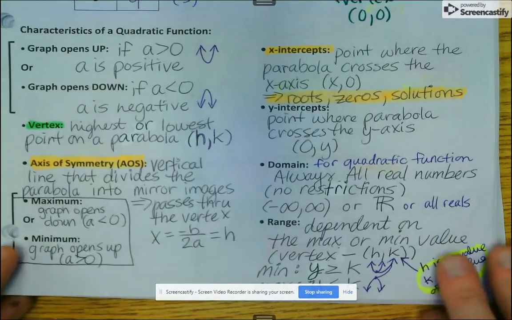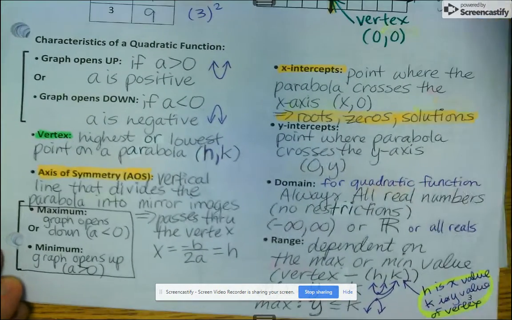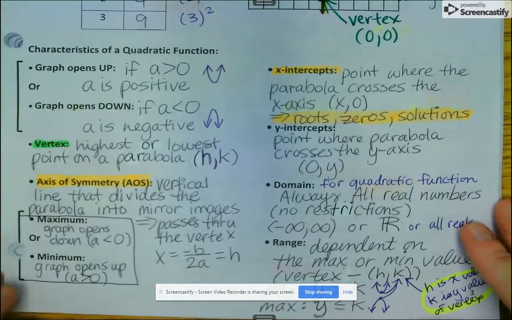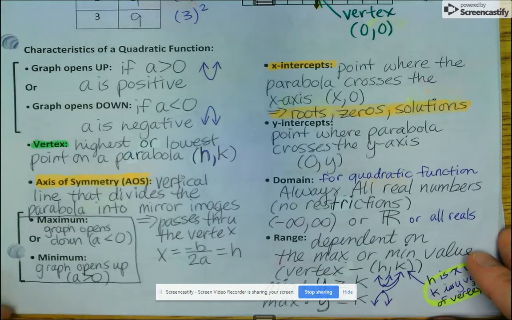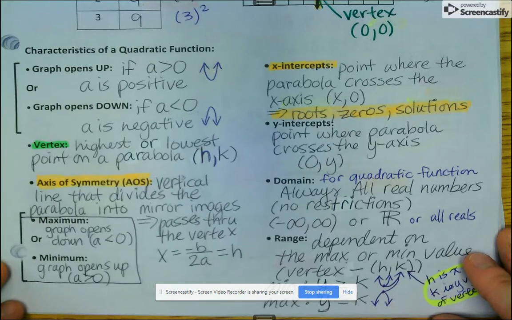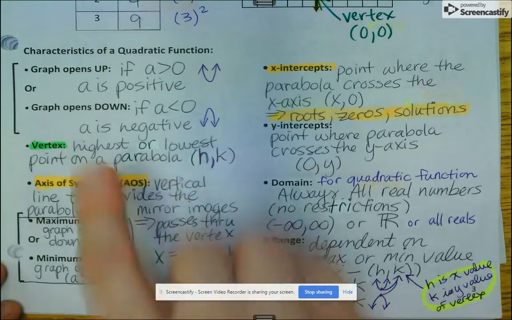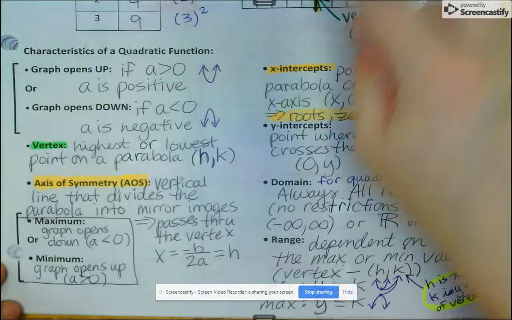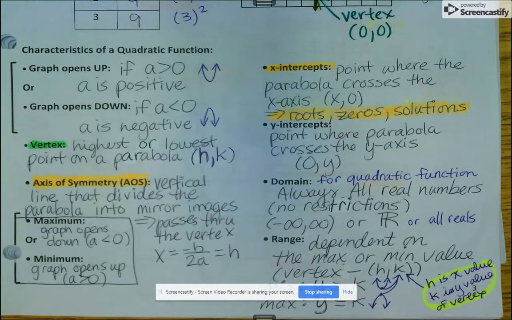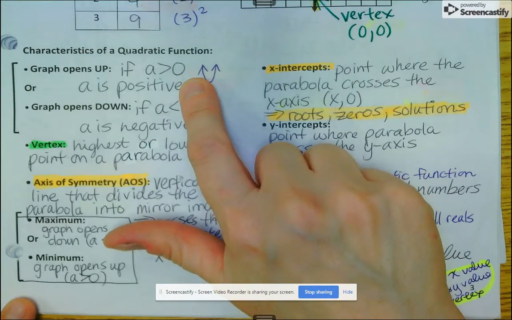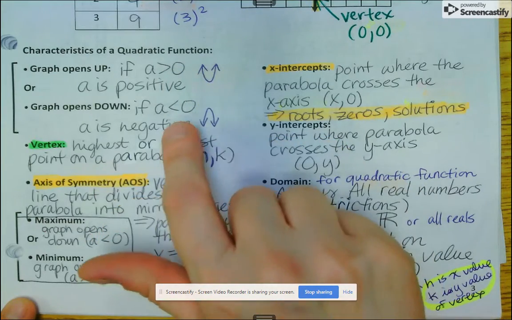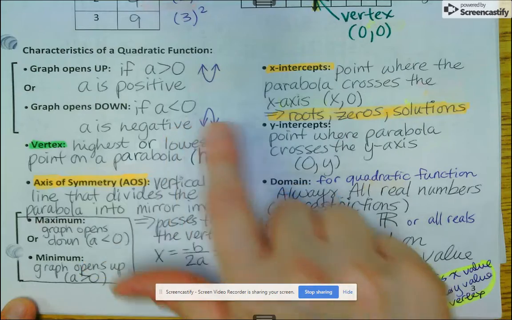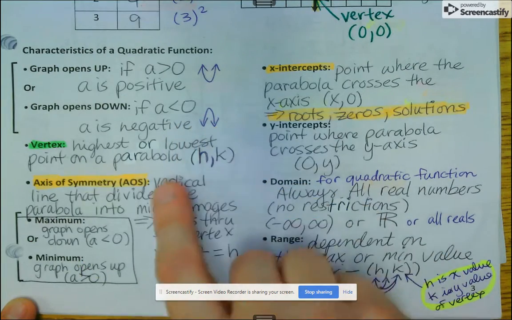So all the characteristics of the parabola are here, and we've dove into them over the past couple of days when we learned about the different forms, how to write equations, how to figure out information from the equation or from the graph. So first off, a, that's the coefficient in front of your x squared. If it's positive or greater than 0, the graph's going to open up, so it's going to look like that. If it's negative or less than 0, the graph's going to point down and look like that.